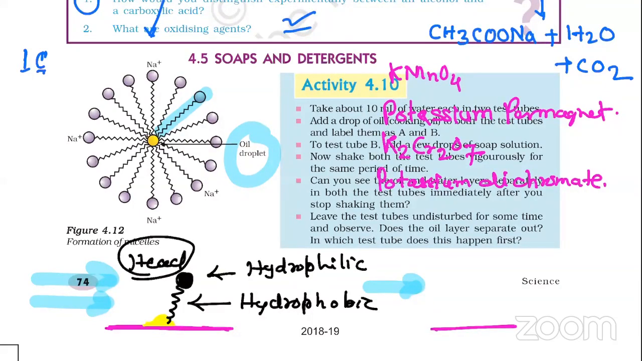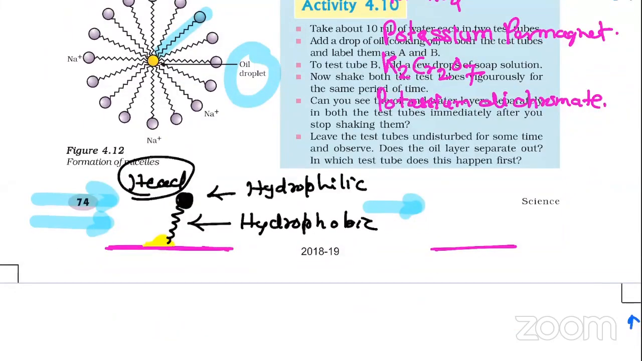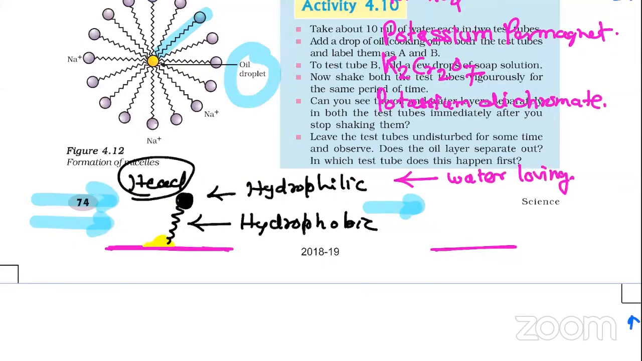Somebody is asking what is hydrophilic and hydrophobic. Hydro means water, and hydrophilic means water loving. Water loving means these are the substances that can dissolve in water. The hydrophobic part is water hating.